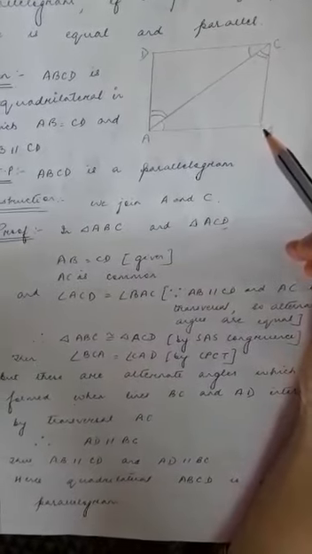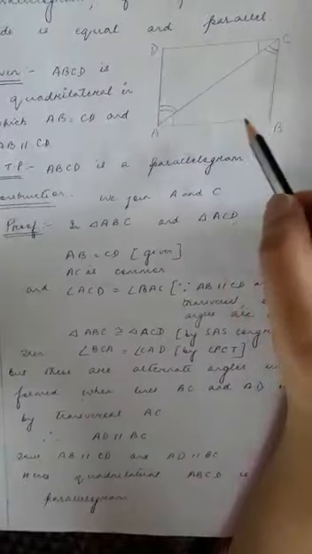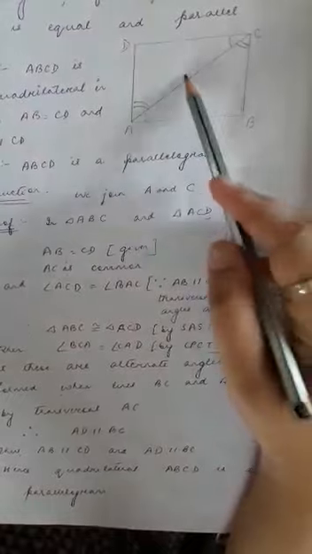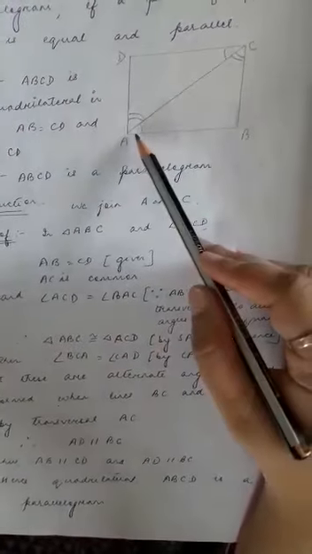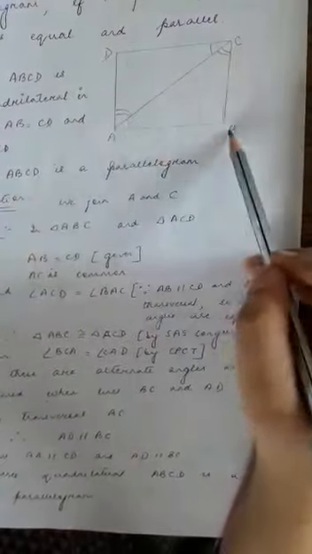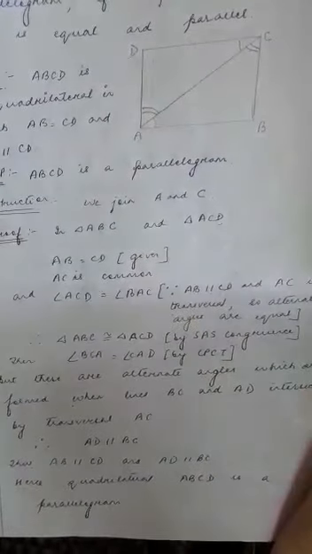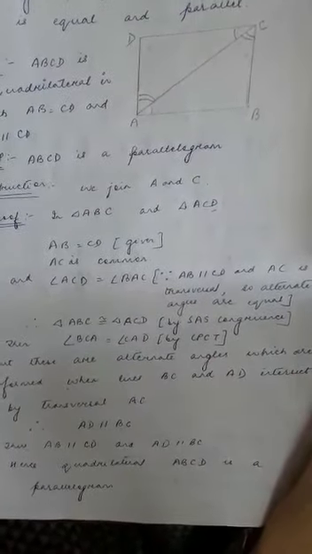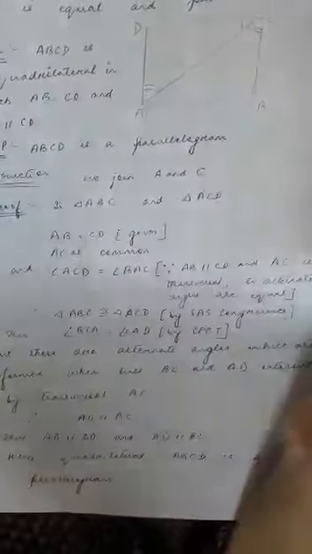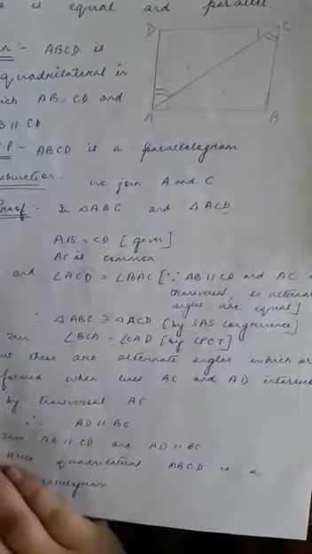Now for the proof, let us take the triangles ABC and ACD. In these 2 triangles, AB is equal to CD, it is given. Also AC is a common side between these 2 triangles, and angle ACD is equal to angle BAC. Why? Because AB is parallel to CD and AC is the transversal, so they are alternate angles and they are equal. Therefore, we can say that triangle ABC is congruent to triangle ACD by the criteria SAS congruency, side angle side congruency.